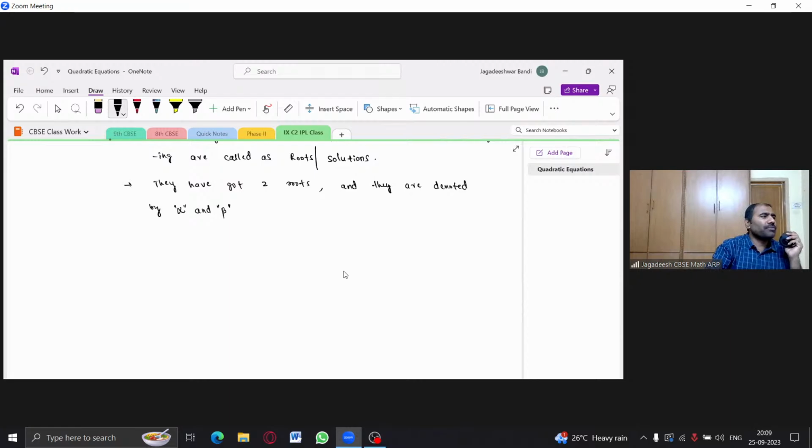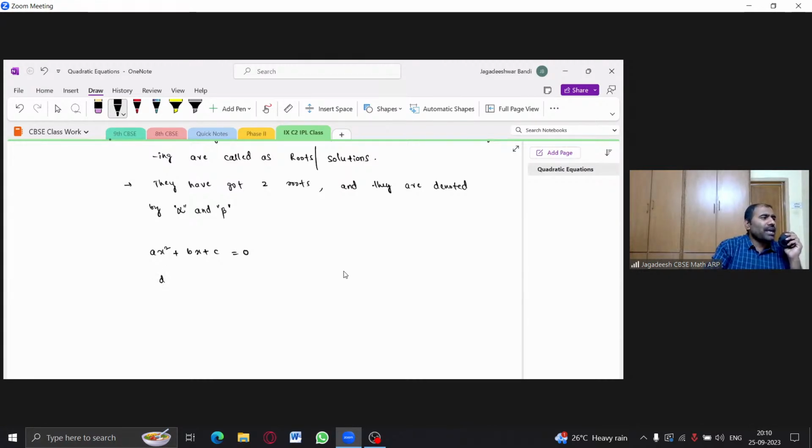Fine. So please observe carefully. We know that the standard form of a quadratic equation is ax square plus bx plus c equal to 0. To find the root or solution, we have to find the x value. That is only our root. To find the x value, we have to convert this into a proper square, maybe a plus b whole square or a minus b whole square.